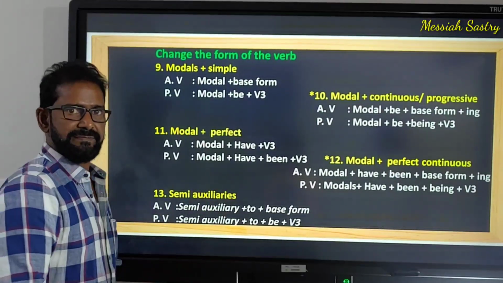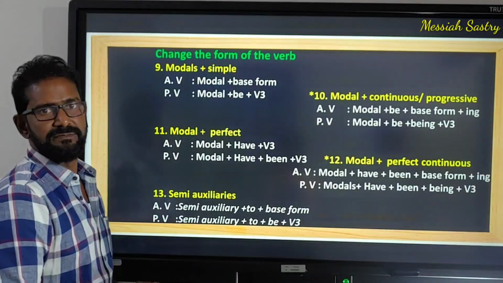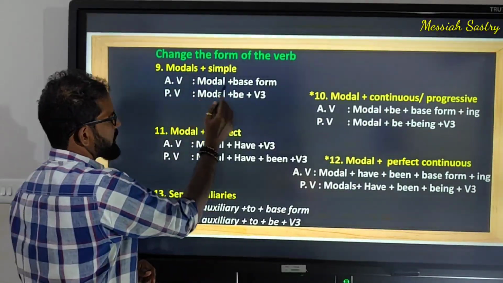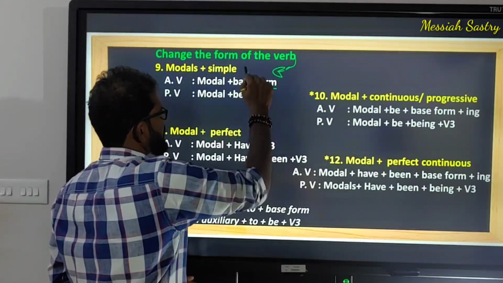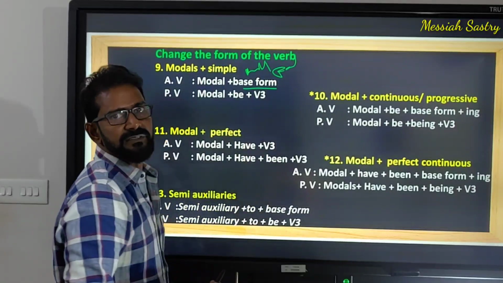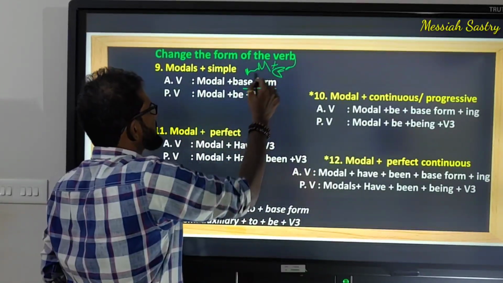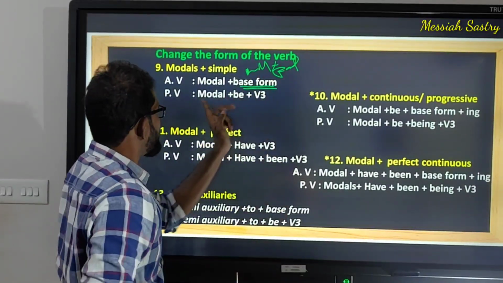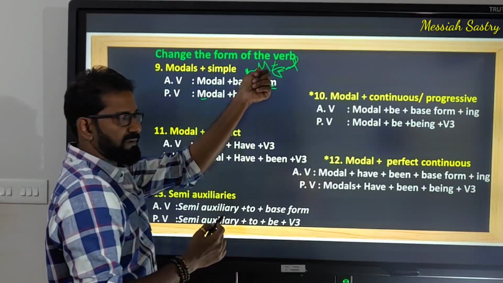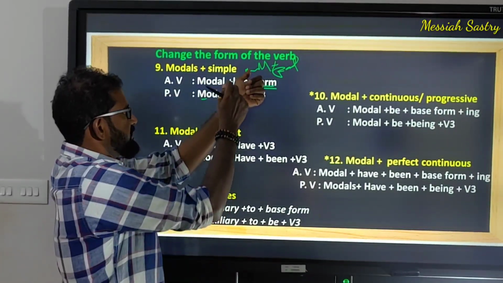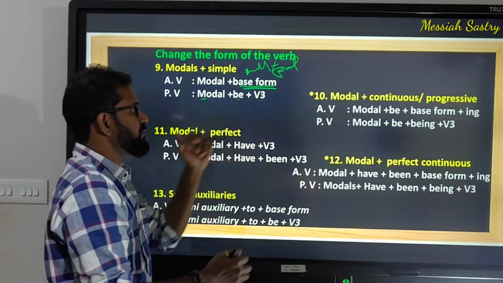Let's move to the modals. Modals plus simple. Active voice: modal plus base form. Modal plus base form means, for example, take the modal will. Later we discuss what the modals are. Let's take, for example, will. Will plus base form: play, will play. Passive form: will be played. I'm taking one example of the modals, will. There are many modals. Later we discuss what the modals are.